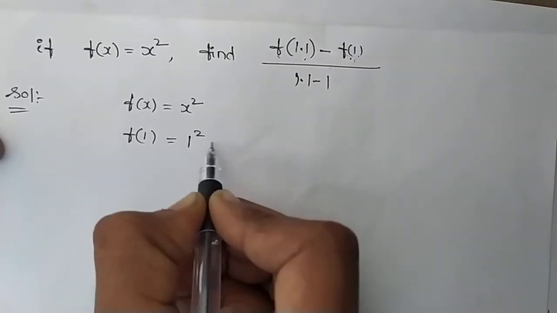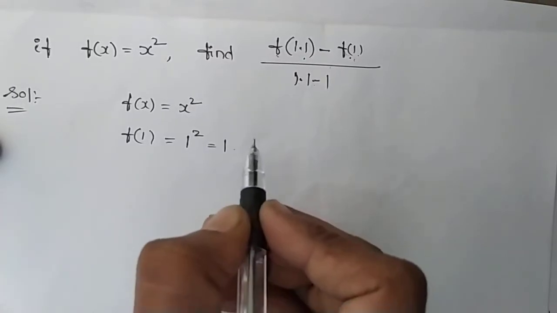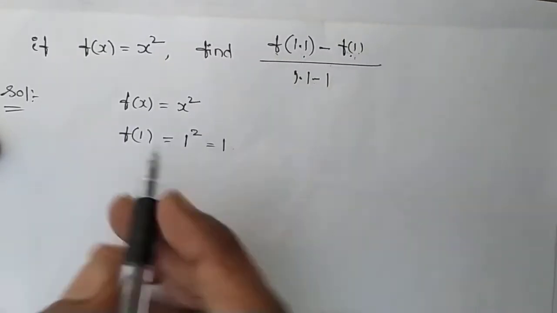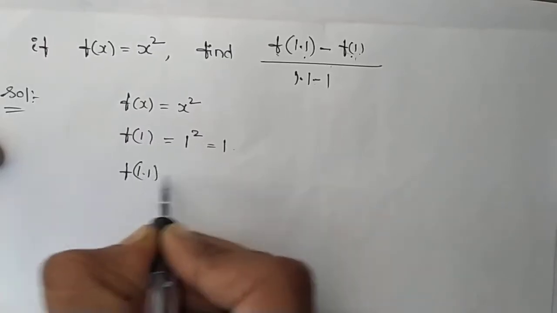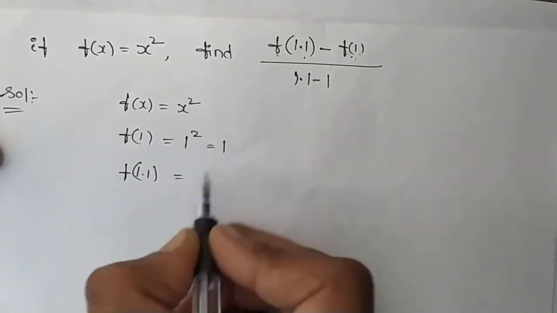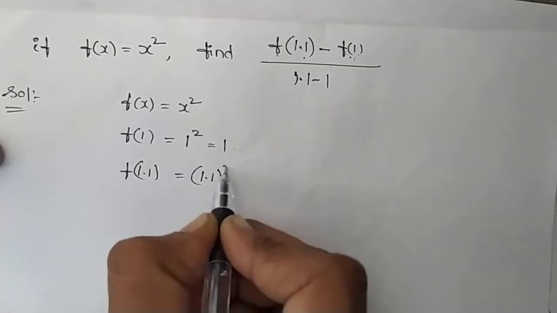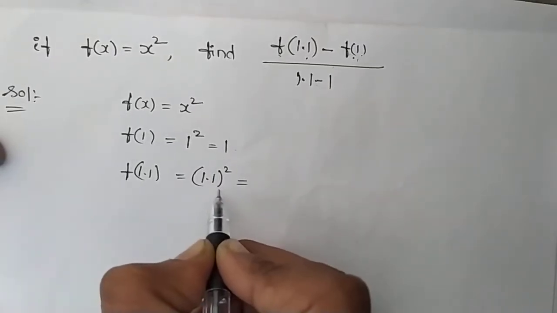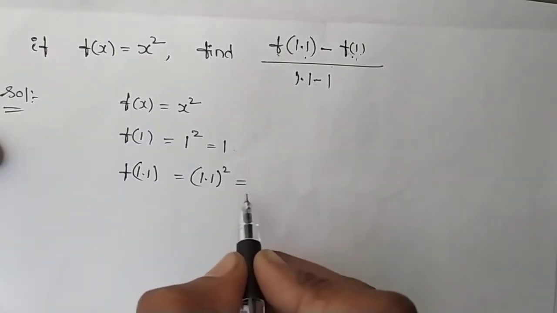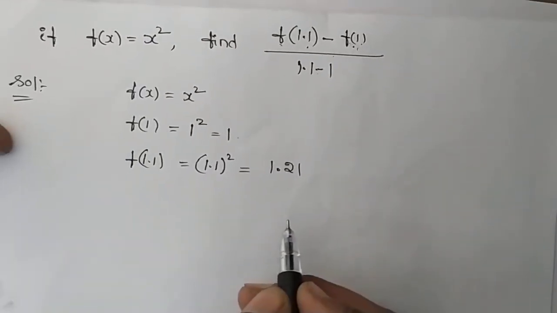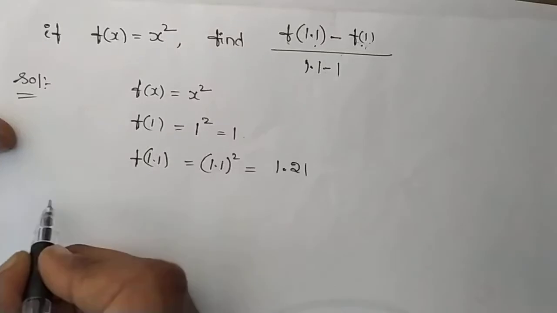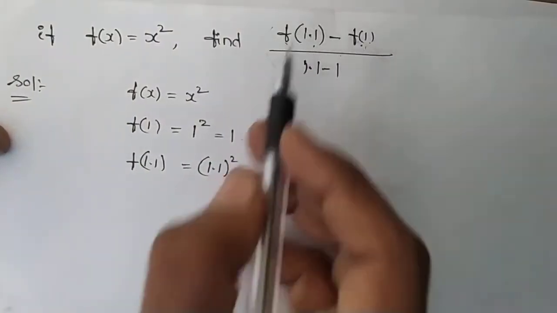What about f of 1? f of 1 is 1 square. 1 square is 1. Now, what about f of 1.1? f of 1.1 equals x square, that is 1.1 whole square. 1.1 whole square is how much? 1.21. Now let us find the value of this.